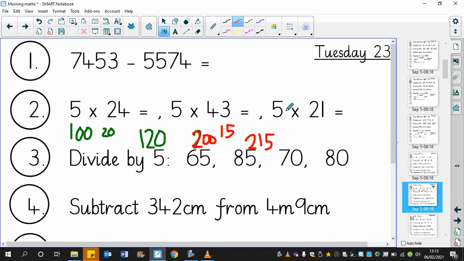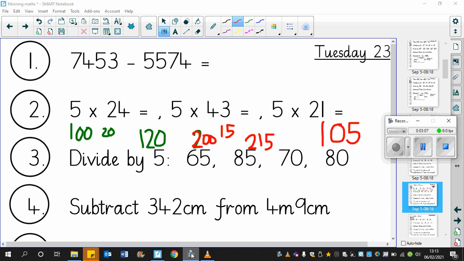Okay, and then finally for question 2, 5 times 21. Well, 5 times 20 is 100, and then 5 times 1 is 5, so therefore the answer is 105. Question number 3. We are now dividing by 5. Okay, so divide by 5.